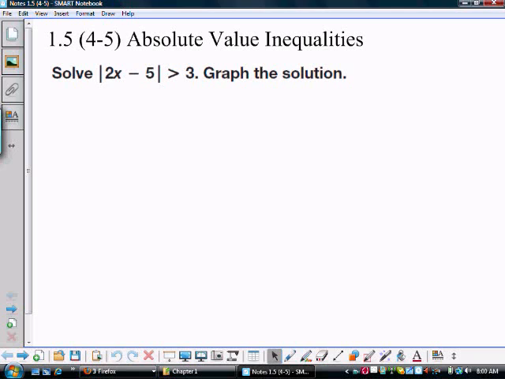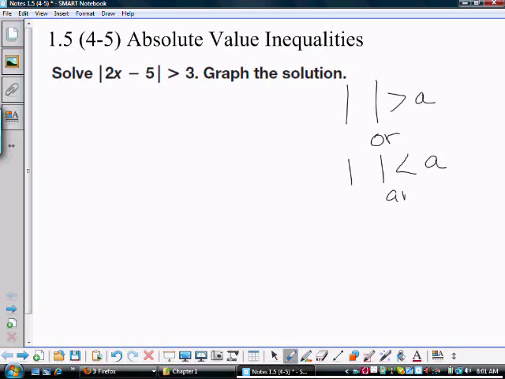If I have the absolute value of something is greater than, that one ends up being translated as an or. So, absolute value greater than A, make these into ors. If I have absolute value less than A, those look like ands.